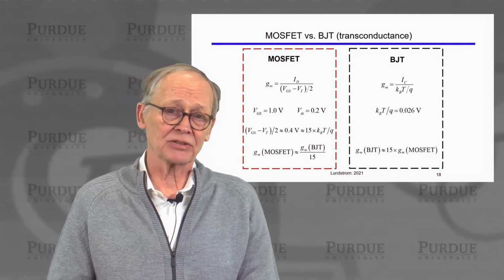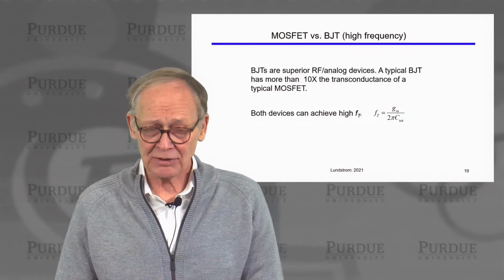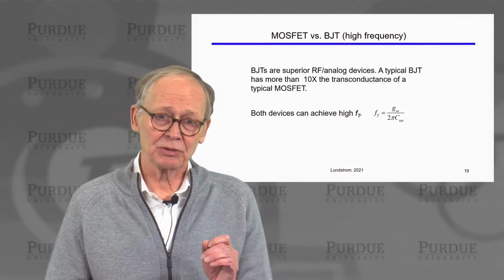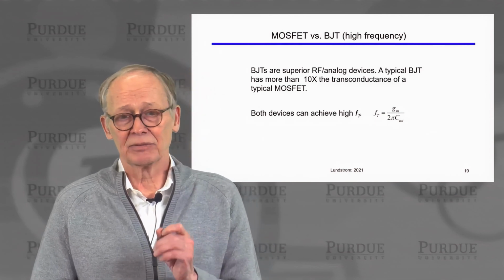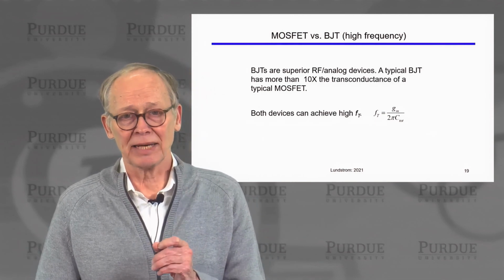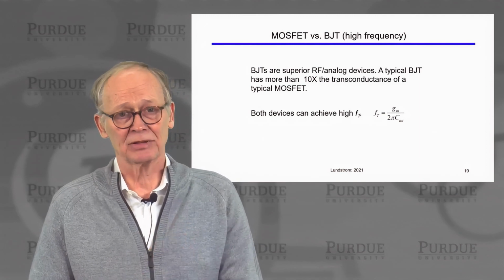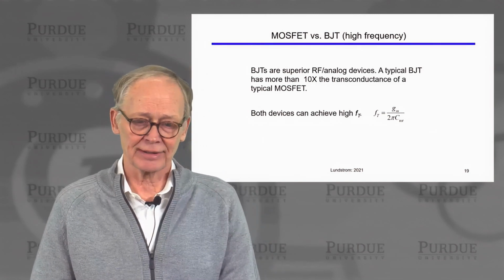And in those applications, you'll see bipolar transistors used. By the way, you can trace that back to the fact that above threshold, the MOSFET current varies linearly with VGS. There really is no above threshold for a bipolar. All the way to high currents, the collector current varies exponentially with base emitter voltage, and that's what gives us the higher transconductance.